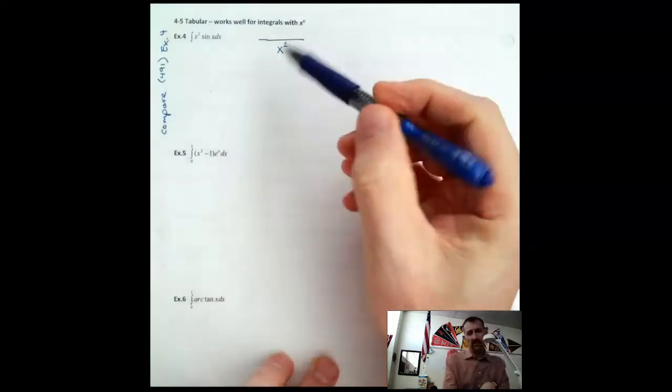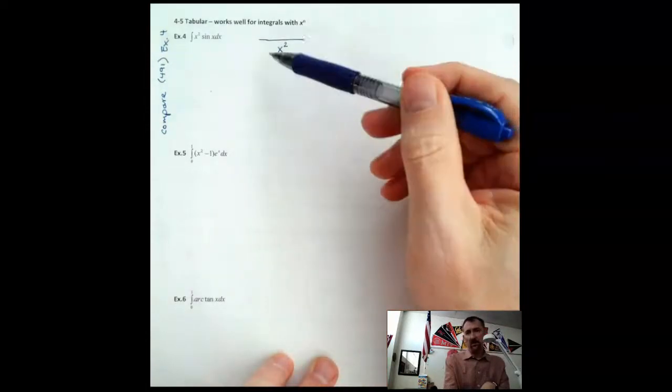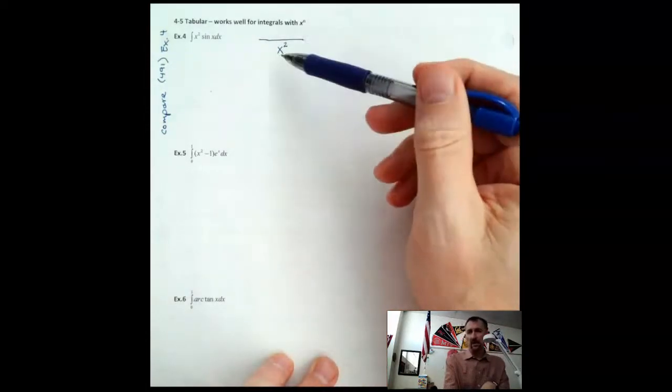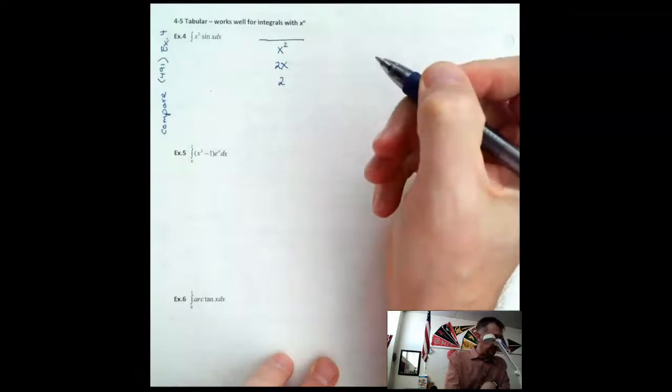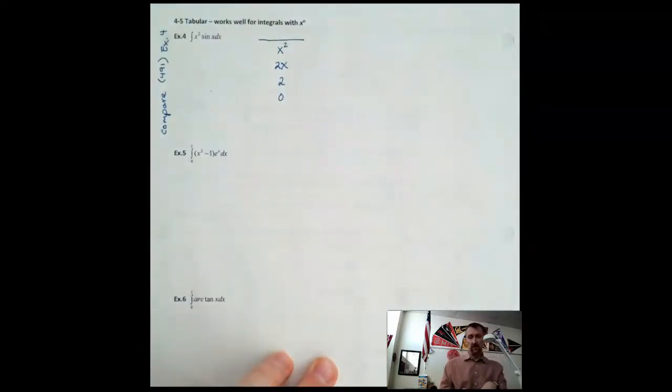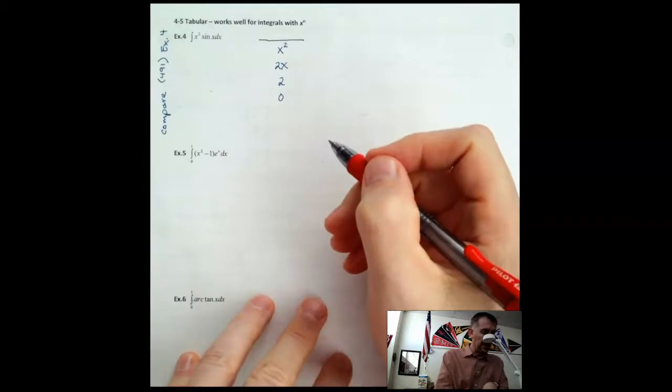So usually on this tabular method we want to put a polynomial on as u, because that's going to break down. So then we're going to take the derivative, and that's going to be 2x. We're going to take the derivative, and that's going to be 2. And we're going to take the derivative, and that's going to be 0. So we keep breaking it down to get rid of it. Otherwise the table would go on forever. So we want that side to end.